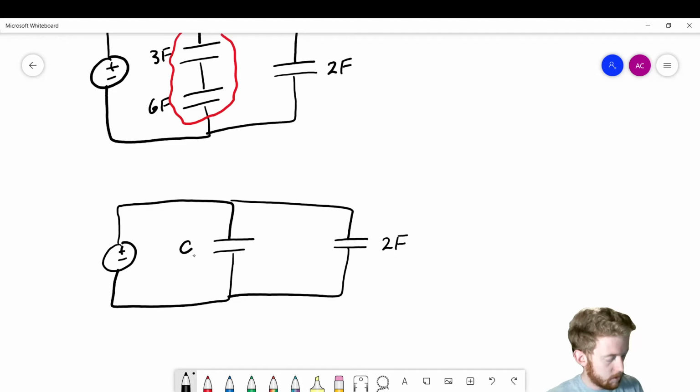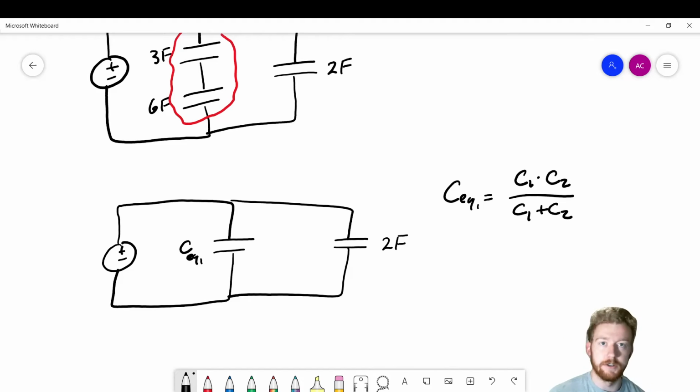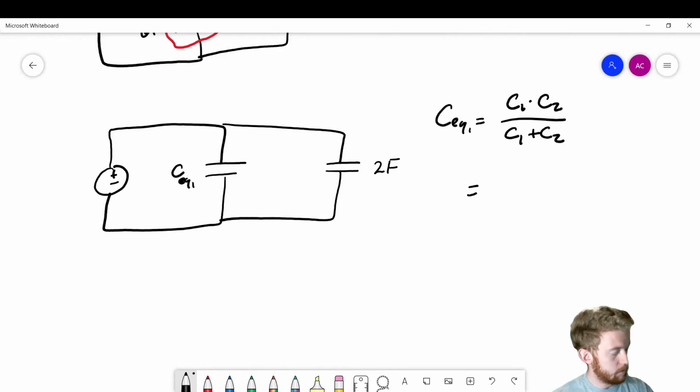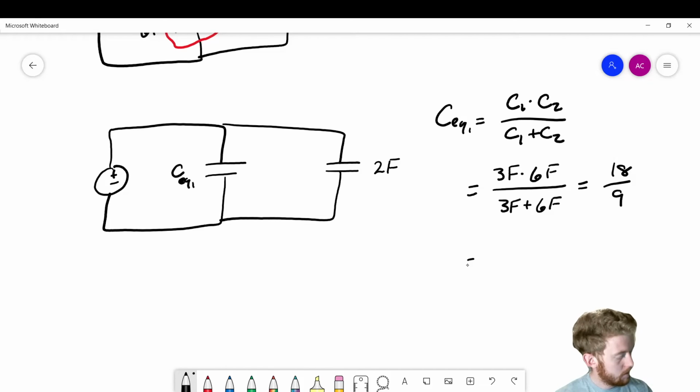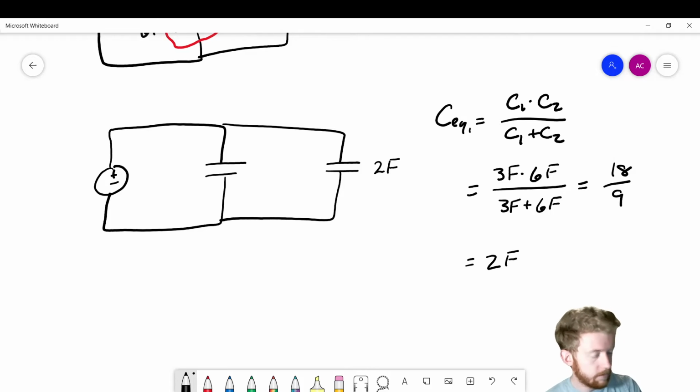Okay, so what is this? I'll call it Ceq1. Well, Ceq1, remember, we're going to use the parallel resistor formula for series capacitors because they're backwards. Okay, so if we use the parallel resistor formula, that's C1 times C2 over C1 plus C2. So then we can say this is equal to 3 farads times 6 farads over 3 farads plus 6 farads. So this is going to be 18 over 9 or 2 farads. Okay, so this Ceq1, this equivalent capacitance, is actually 2 farads.